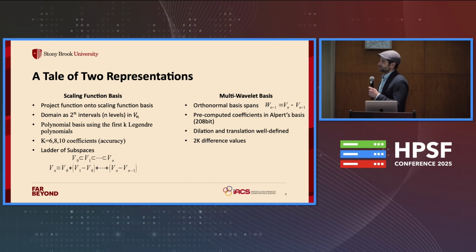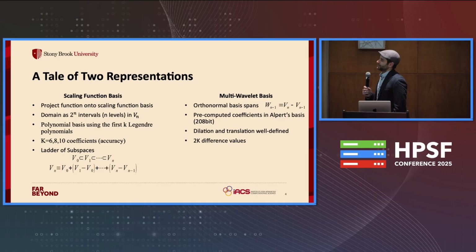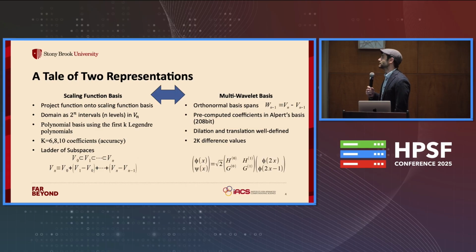There are 2 representations of these functions. The first thing we do is project the functions into the scaling function basis, which is basically using Legendre polynomials. Depending on the accuracy that you're targeting, we're using 6, 8, or 10 coefficients. And in 3D, we end up with tensors of 6 cube, 8 cube, 10 cube. Through that refinement, we're building this ladder of subspaces, and that gives us the tree. Without loss of accuracy, we can transform that into a multi-wavelet basis, which is basically the difference between 2 levels. That gives us tensors of 2K, so 12, 16, 20 cube.